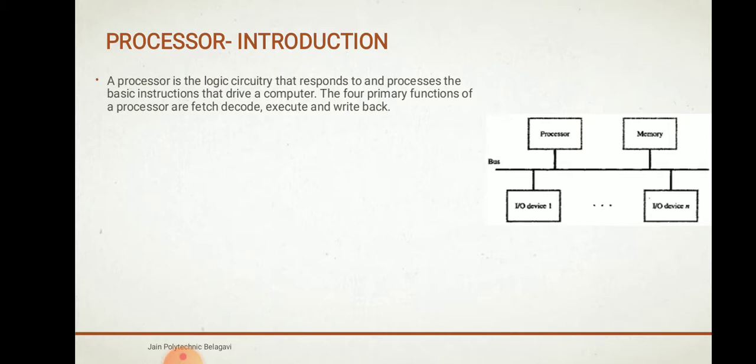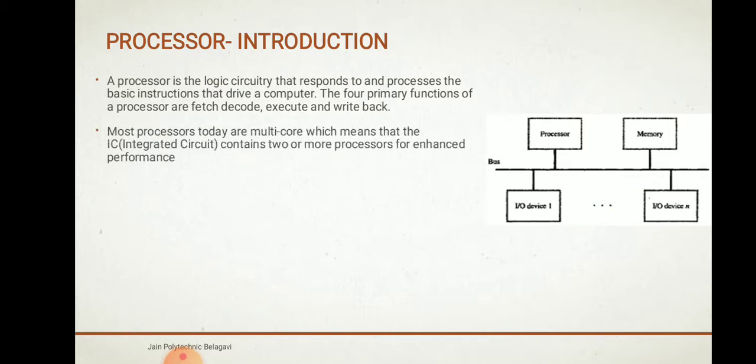The 4 primary functions of a processor are to fetch the instruction, decode it, execute it and write it back into the memory. Now most processors today are multi-core, which means it is an integrated circuit that contains 2 or more processors for enhanced performance. Suppose there are more instructions to be processed, even if there is only a single processor, it will take a lot of time and performance will decrease. So to increase the performance, we use a multi-core processor, that is, multiple processors which can process more instructions in less time.